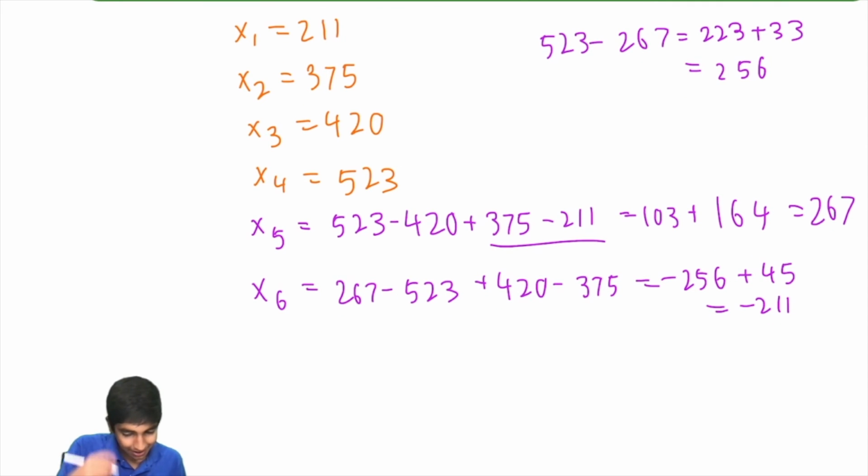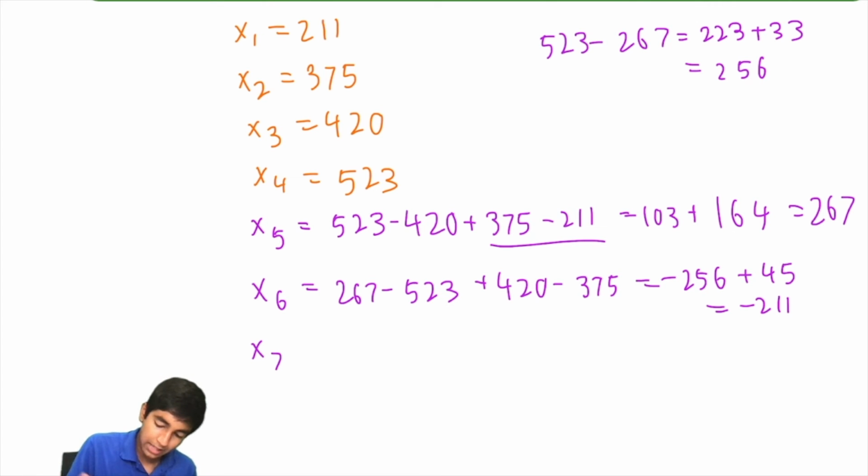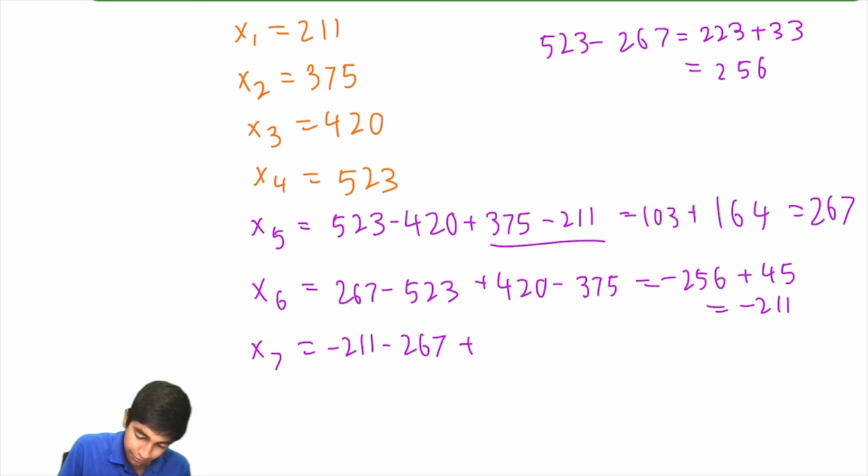Wait a second. Negative 211? Positive 211? Maybe something is going on there. Let's find one more term. x of 7 is negative 211 minus 267 plus 523 minus 420.